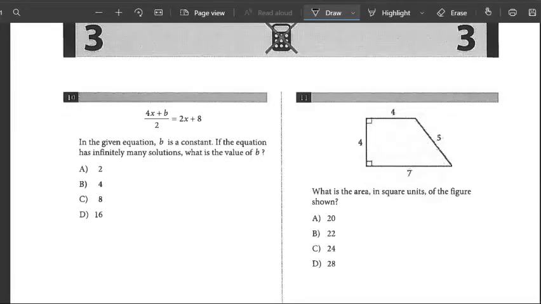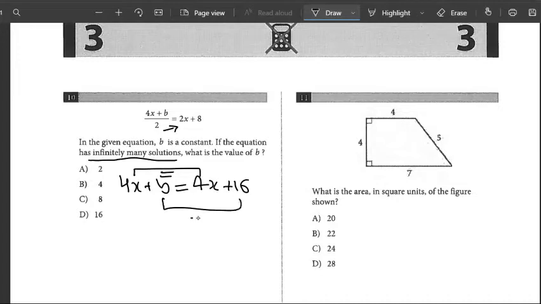This is the 10th question. In the given equation, b is a constant. If it has infinitely many solutions, what is the value of b? So let's take this to the side. So we'd get 4x plus b is equal to 4x plus 16. Since it has infinitely many solutions, this is equal to this and this is equal to this. Therefore, b is equal to 16.